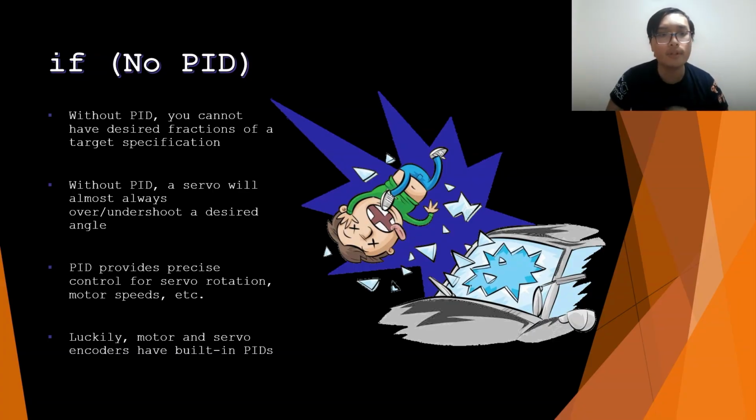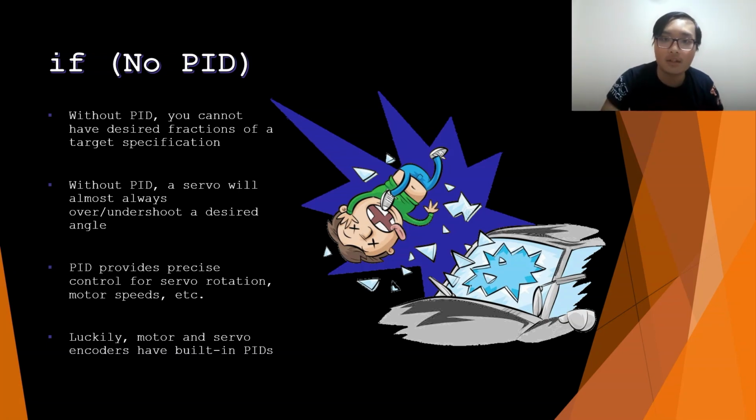Now, what if you didn't use PID? What if you just wanted to say, well, I'm just gonna set my motor speed at 0.85 without a PID control system? Well, without PID, it is almost impossible to have desired fractions of a target specification like speed, because without PID, the system tends to severely over or undershoot and believe that, hey, this motor speed is at 0.85 when it is on the max, or heck, it might even be over the max and overstrain the motor. That is why you tend to have clamping systems for every PID control system, just in case and for safety reasons as well.